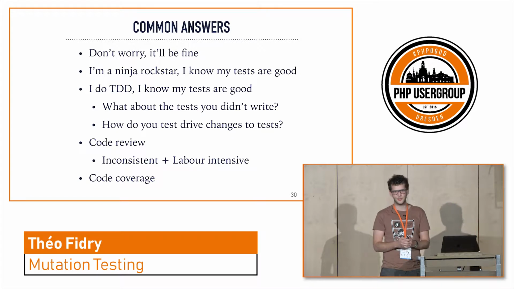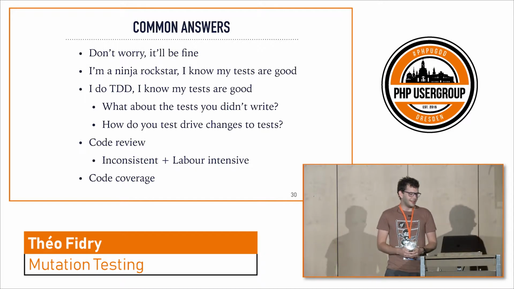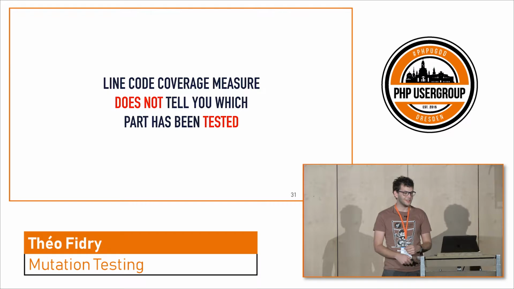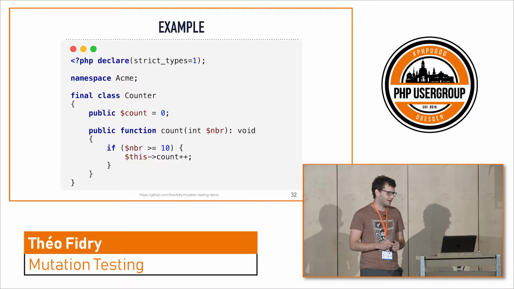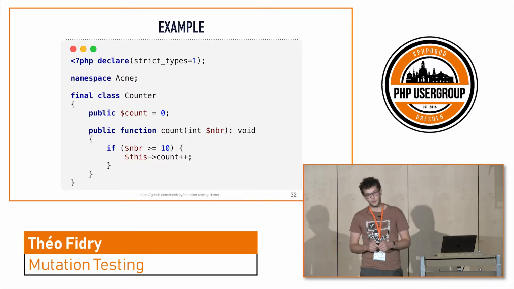It's like, oh yeah, is our product good? Yeah, we got 100% code coverage. Yeah, perfect. The problem is that it's completely false, because line code coverage doesn't tell you what is tested. We're going to walk through an example to show that.